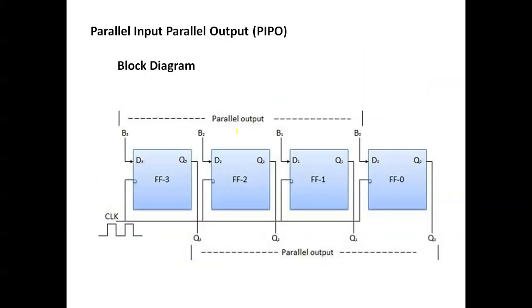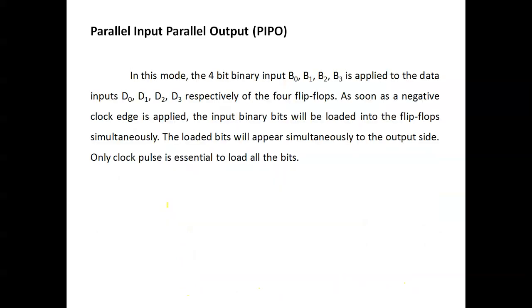And then parallel in, parallel out. This is very fast, because even if there are more counters, the data will come through the device very quickly. So parallel in means every input is given at once, and within the clock pulse you will get the output. So this is parallel in, parallel out.